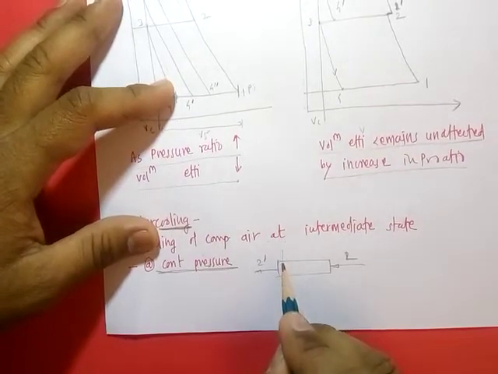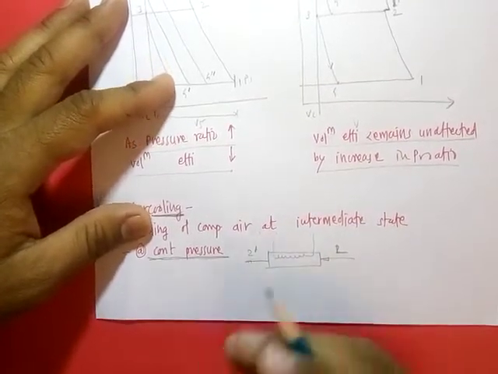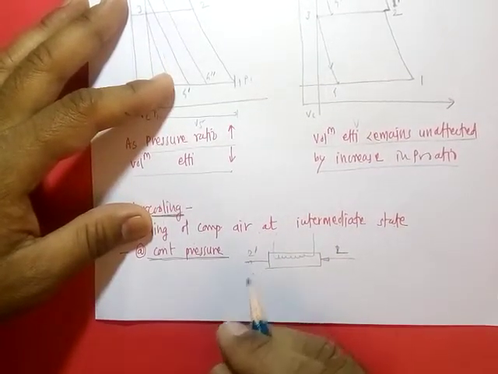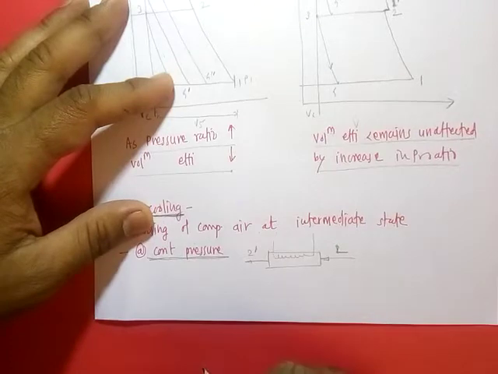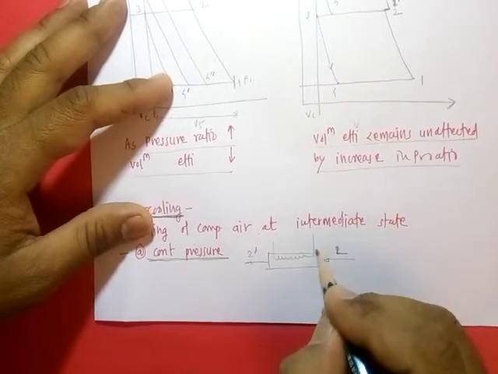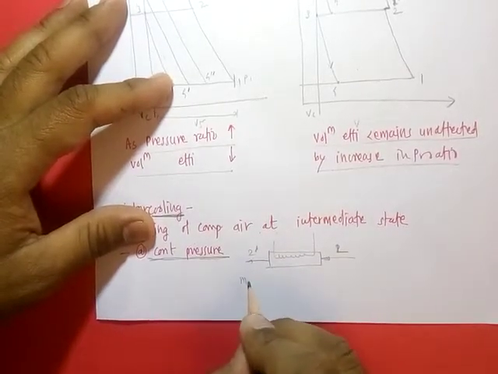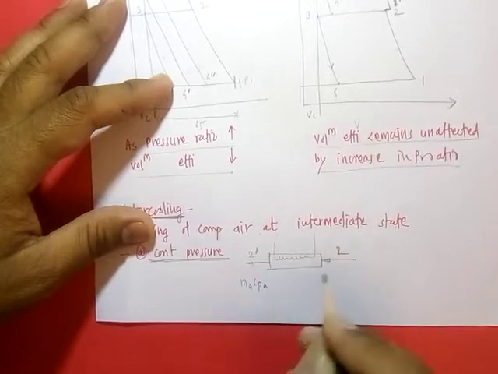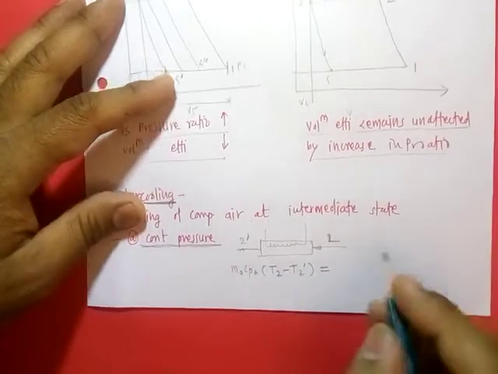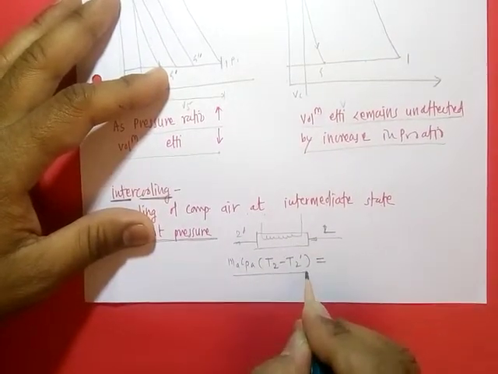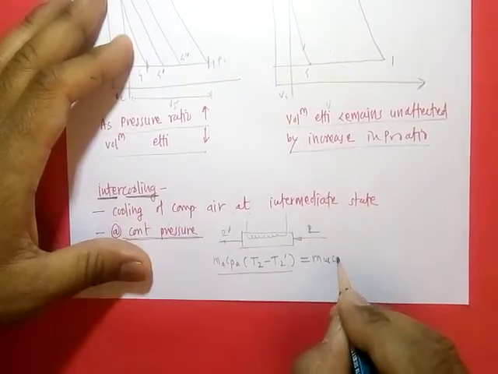Then for cooling purposes there is a cooling medium. The cooling medium can be air or water. If it is air, then the intercooler is called an air cooled heat exchanger. If it is water cooled, then the intercooler is called a water cooled heat exchanger. Suppose there is water, then the amount of heat rejected by air is equal to m air Cp of air times the temperature difference, T2 minus T2 dash. This is the heat rejected by air in the intercooler, and it will be absorbed by water if it is water cooled.